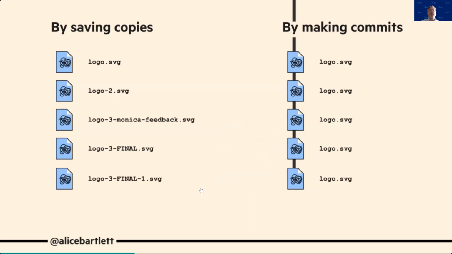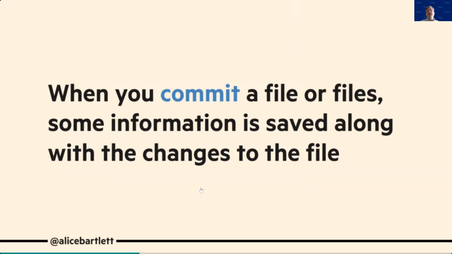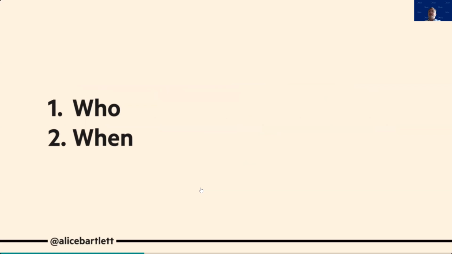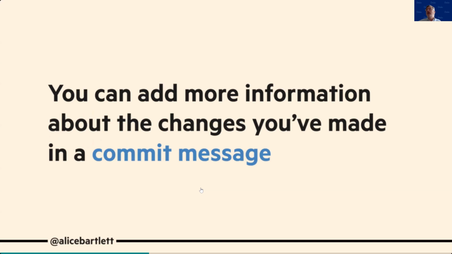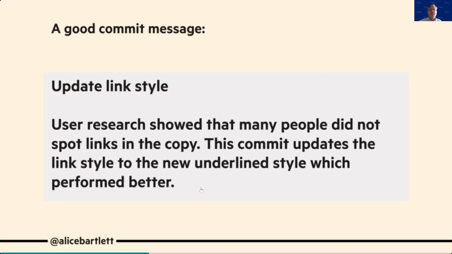Okay. All right. So when you commit, some information is saved along the way. Most of that information is the who and the when. That's the automatic stuff that happens all the time. You can also put in some why messages, and the why messages are really up to you. But that whole thing is called a commit message. Right.